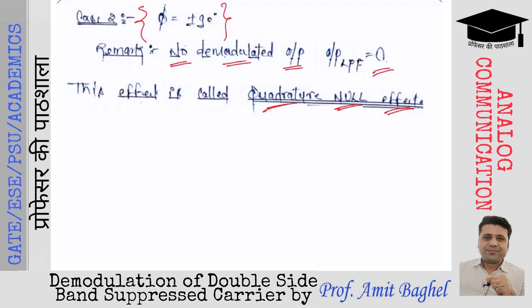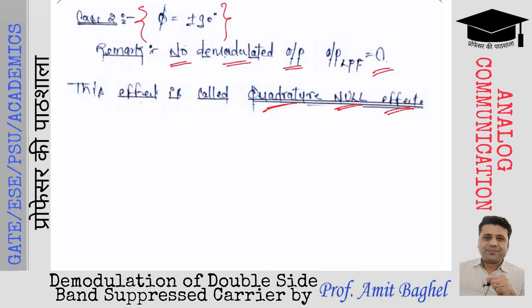Synchronous detector means you are going to multiply the modulated waveform with the carrier signal which is being generated with the help of a local oscillator. And if the local oscillator has a phase error, and if that phase error value is 90 degree, we are not going to get anything at the output side of the demodulator, and this effect is known as the quadrature null effect.